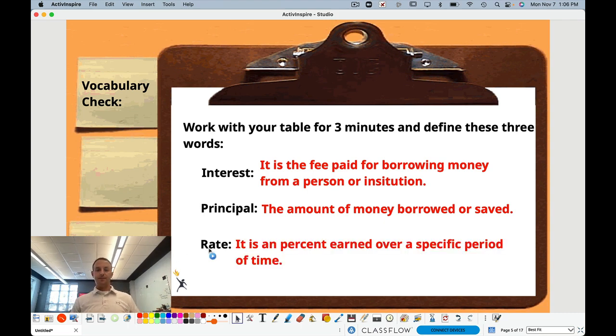Next one is rate. In this case, we're talking specifically about interest rate, so it's a percent earned over a specific period of time. Now, rate has a larger definition, but right now we're going to use it as an interest rate. So it's the percent earned or charged over a specific period of time. I'll leave these up for a second. You guys can pause the video if you need to copy this down. Put it underneath where it says principal, rate, time in that pink box. So you have this just so we know the vocabulary we're talking about.